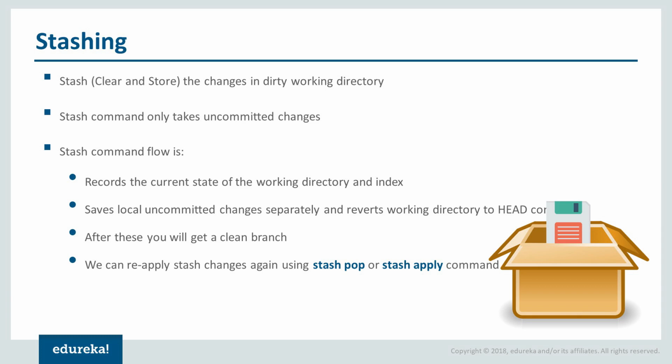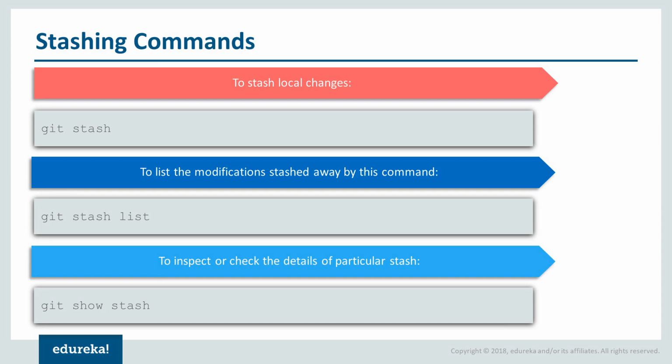So the stash command flow is: it records the current state of the working directory and index. It saves local uncommitted changes separately and reverts the working directory to the head commit. After this, you will get a clean branch. Once that is done, you can reapply the stashed changes when you come back to that branch using the stash pop or stash apply command. In case you don't want to apply any stashed changes further, you can just clear the stash. To stash local changes, by local we mean the local branch, we use the git stash command. To list the modifications stashed away, we can use git stash list, and to inspect the details we use git stash show.